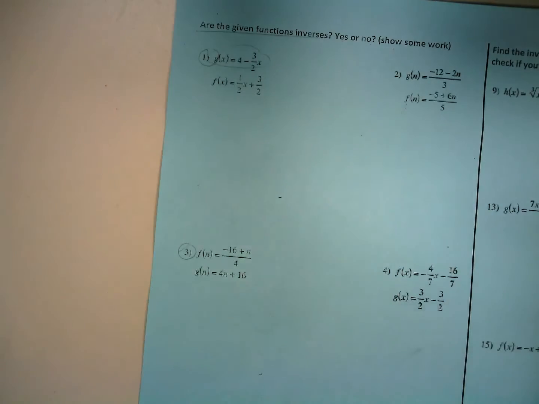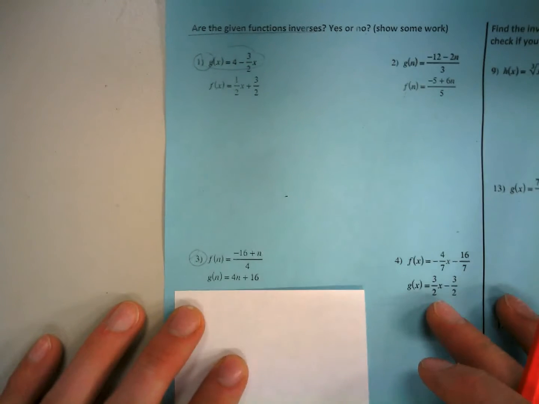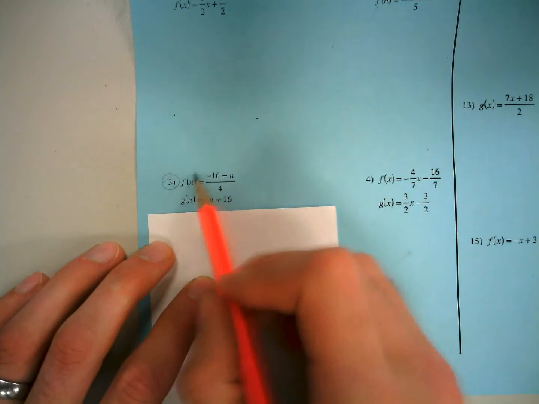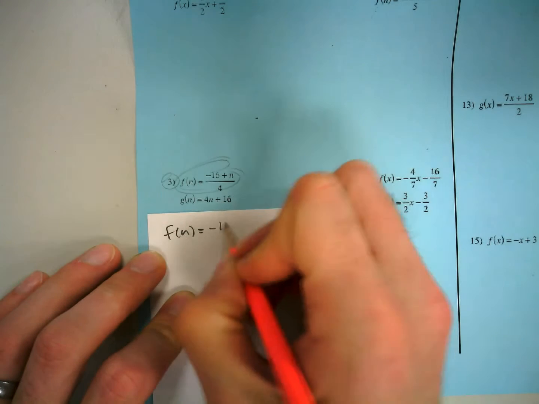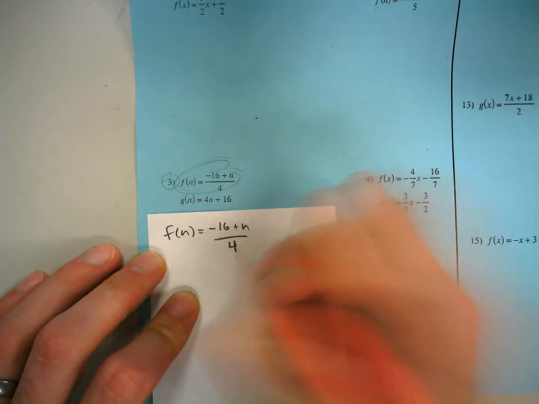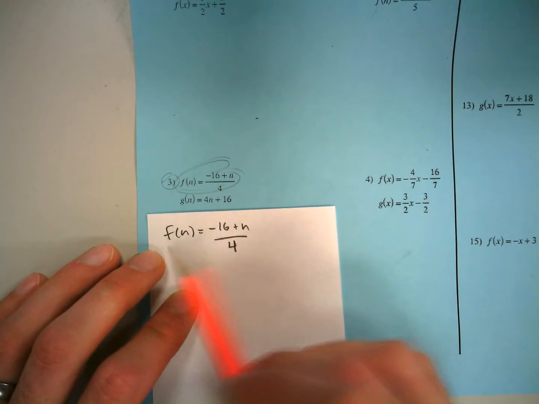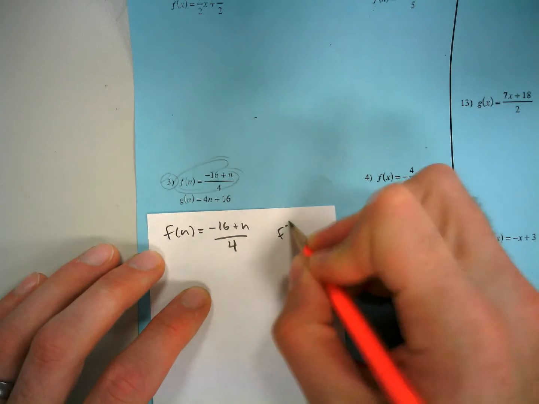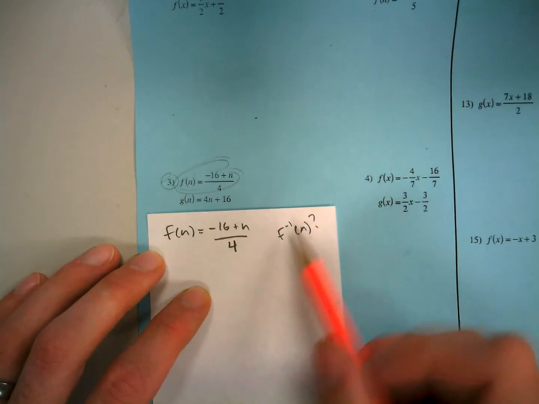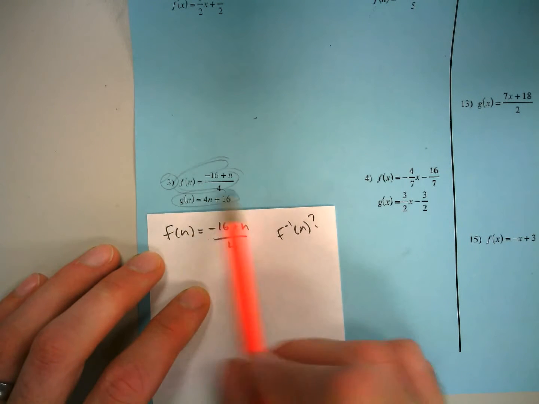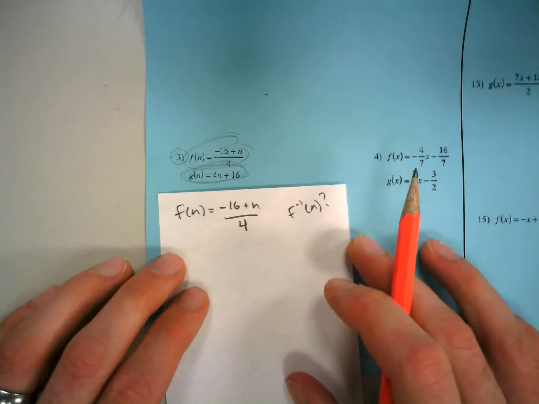There's a couple ways you could go about doing this. What I saw most of you try today was to take one of these functions, like let's take this first one, f of n equals negative 16 plus n over 4. I think we did this one in our notes. And find what is the inverse of that function. What is it? If the inverse of this happens to be 4n plus 16, well, then we're good. So let's try it that way real quick.